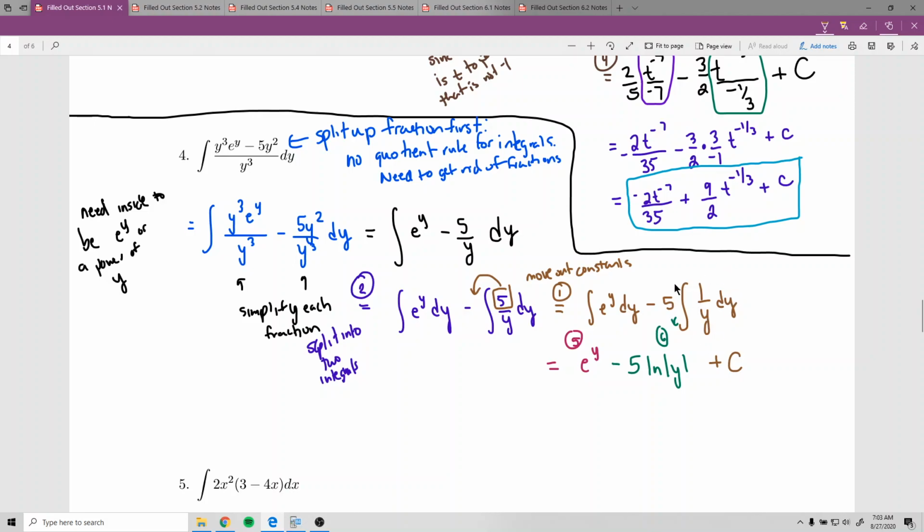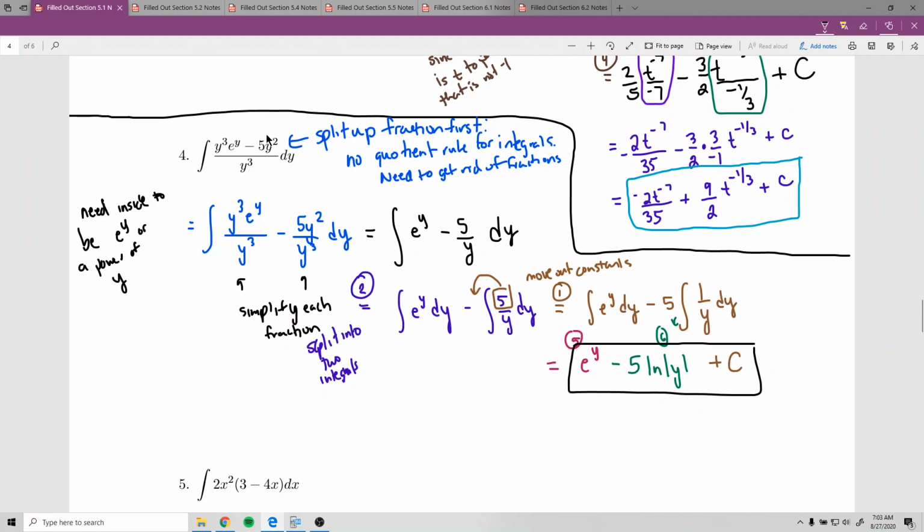Now, if you did change this to a power of y, what would the power of y become? It would be -1. And that's the bad power that the power rule doesn't work for anyway. So that's a good trigger that you're using the other rule, the natural log rule. But once you're here, you're actually done. We don't have anything to integrate. We don't have anything to simplify. We're good to go.